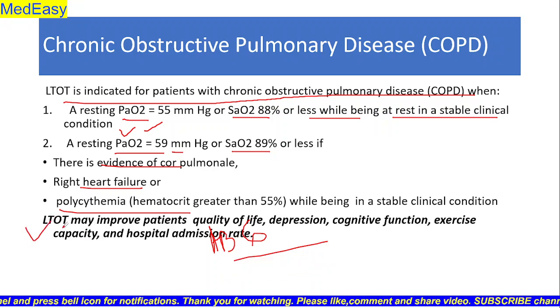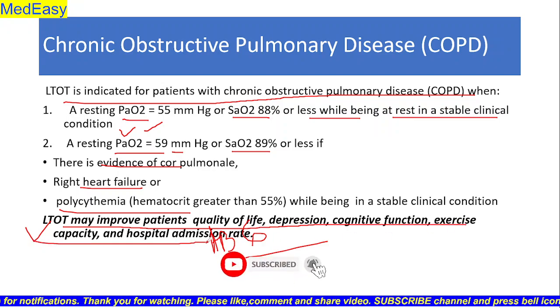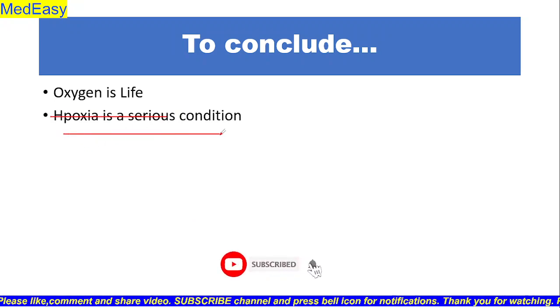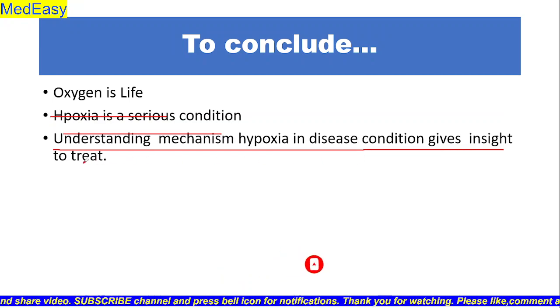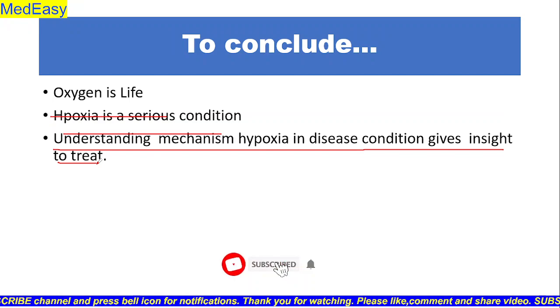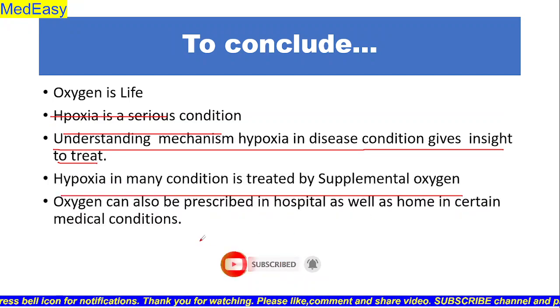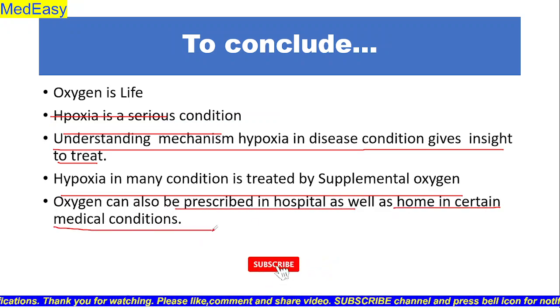It has been shown that long term oxygen therapy may improve patient quality of life, depression, cognitive function, exercise capacity and hospital admission rate if prescribed appropriately in selected patients. So, to conclude, we know that oxygen is life, and hypoxia is a serious medical condition. Understanding the mechanism of hypoxia in each condition gives insight to treat the patient. Hypoxia in many conditions is treated with supplemental oxygen. Oxygen can be prescribed in hospital as well as at home in certain medical conditions, as we have just seen.